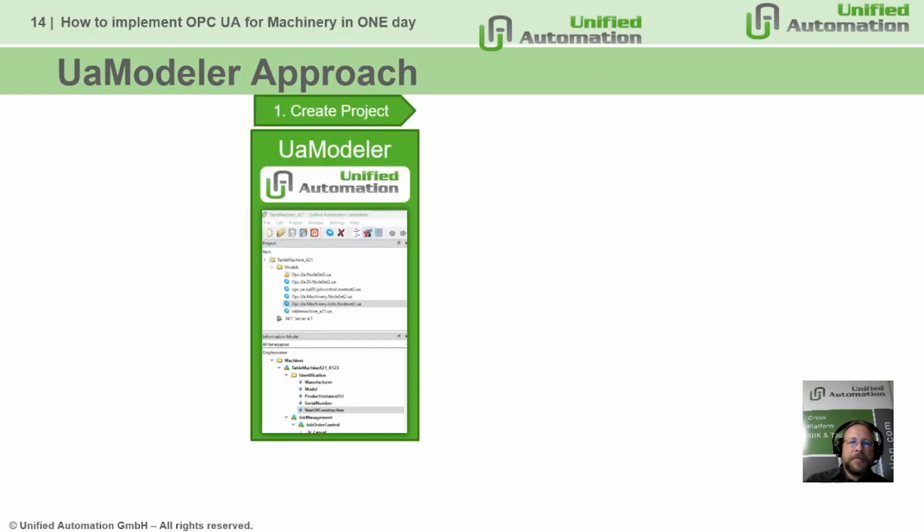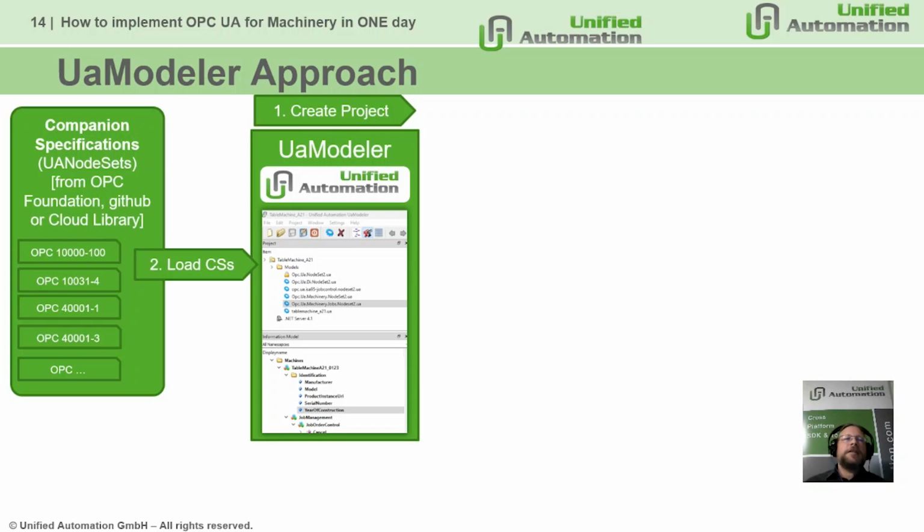Our approach is we have our tool, the UA modeler, for creating information models. So we need to create a project in the UA modeler first. Then we're loading all the companion specifications we want to use, like the machinery basic building blocks, the machinery job management, companion specs which are used by those, like the devices specification. Those companion specifications, or more precisely, the UA node sets of those, you can download from the OPC Foundation webpage, from GitHub, or from a cloud library. We load them into our project. We create our own model on top, creating our own types, our own instances.